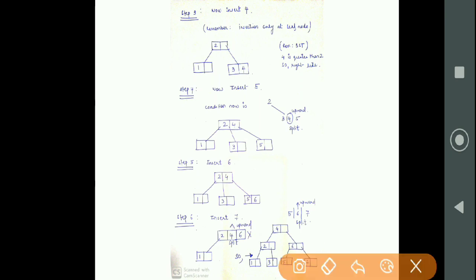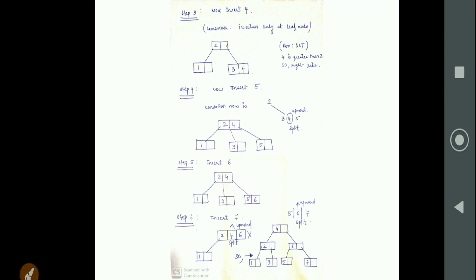Right. You can observe it here. Correct. So, why? Because we have a key size of 2 and we had one vacant place, so we didn't get any problem inserting 4. Okay. Now, let's focus on step 4 where we are going to insert 5.